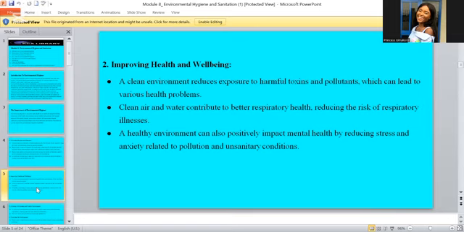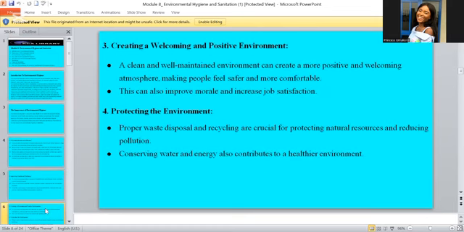Clean air and water contribute to better respiratory health, reducing the risk of respiratory diseases. A healthy environment can also positively impact mental health by reducing stress and anxiety related to pollution and unsanitary conditions, creating a welcoming and positive environment. A clean and well maintained environment can create a more positive and welcoming atmosphere, making people feel safer and more comfortable.